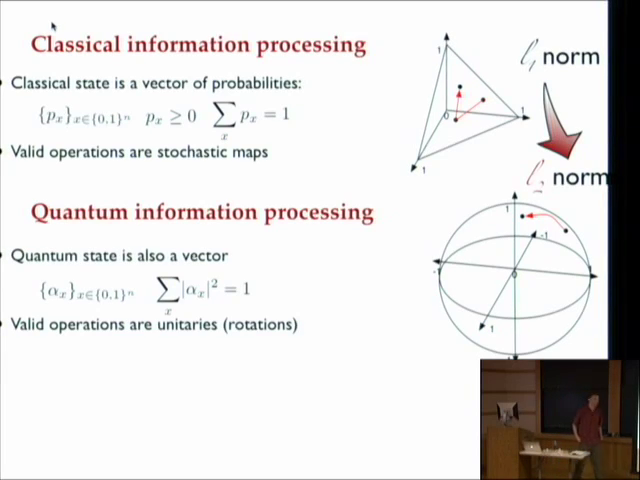All right, so here's my one slide summary of quantum information processing. I hope this is a review. I'm not really going to go into it, but I just wanted to remind people of the basic difference. Classically, if you have n bits, your state is a 2 to the n dimensional vector of probabilities. Quantumly, your state is a 2 to the n dimensional vector whose L2 norm is 1 instead of the L1 norm 1. Classically, you can apply stochastic maps. Quantumly, you can apply rotations. Classically, at the end of the day, you sample from the distribution to get your answer. Quantumly, you can also sample.